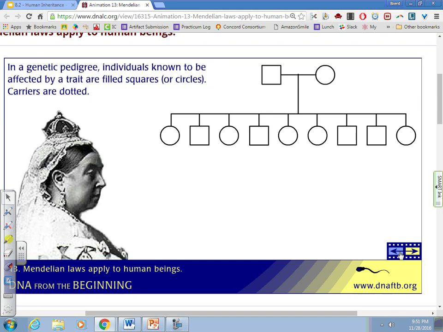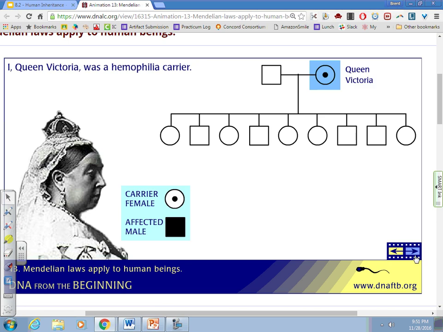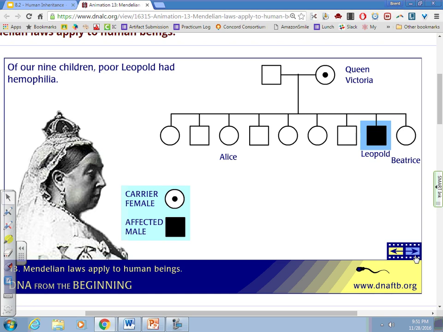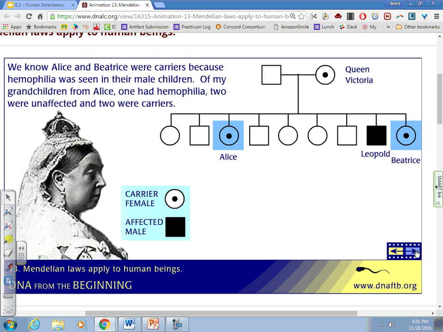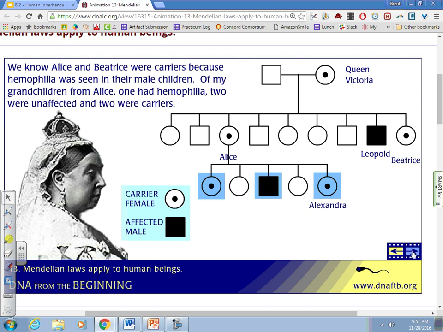In the genetic pedigree, individuals known to be affected by a trait are filled squares or circles, carriers are dotted. I, Queen Victoria, was a hemophilia carrier. Of our 9 children, poor Leopold had hemophilia. We know Alice and Beatrice were carriers because hemophilia was seen in their male children. Of my grandchildren from Alice, 1 had hemophilia, 2 were unaffected, and 2 were carriers. So here's our carriers, here's our affected boy.